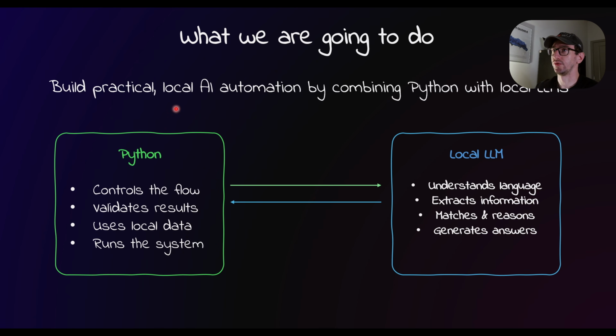And we will build some practical use cases of Python with the local LLM pairing. Python will control the flow, validate results, use local data, and run the system, and the local LLM part will understand the language, extract information, match and reason, and generate answers. So let's take a look at our two use cases that we will see today.